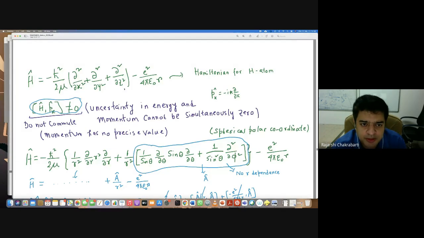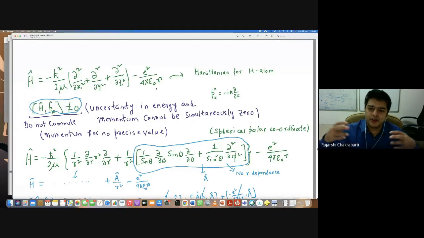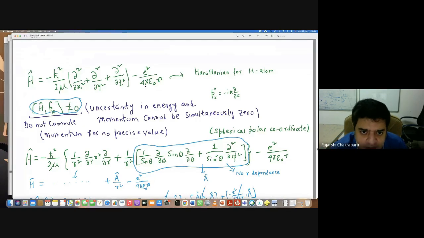This is in Cartesian coordinates. Very simple. It is h cross square by twice mu, where mu is the reduced mass, then the grad square operator. Then minus 1 over r, and minus 1 over r is the electron-nucleus attraction, isn't it? If you want to be more precise, the prefactor is e square by 4 pi epsilon 0. And r is root over x square plus y square plus z square.